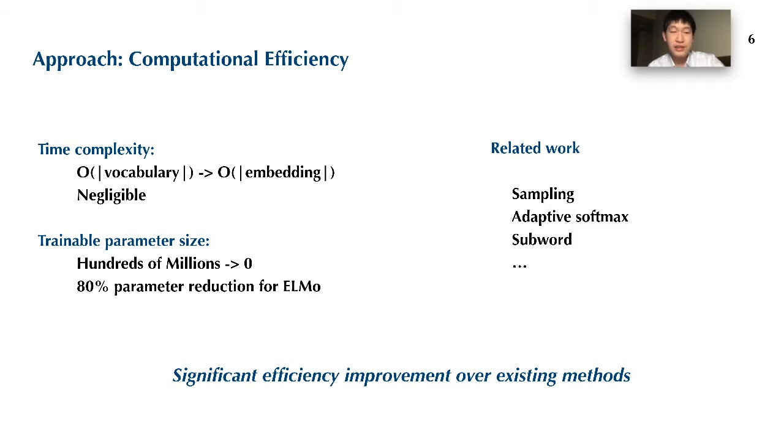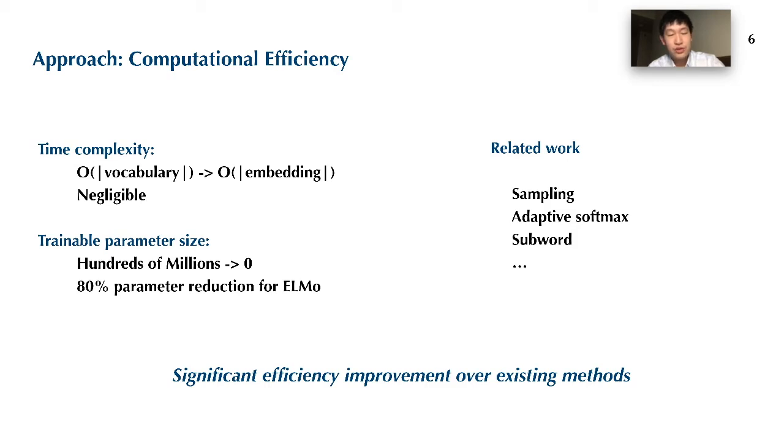The benefit is evident. This approach reduces the time complexity of the last layer from the size of the vocabulary to the size of the embedding vector. The time spent on the output layer now is almost negligible. It also greatly reduces the trainable parameter size of the last layer from tens or hundreds of millions to 0. In the case of Elmo, that is an 80% total parameter reduction.